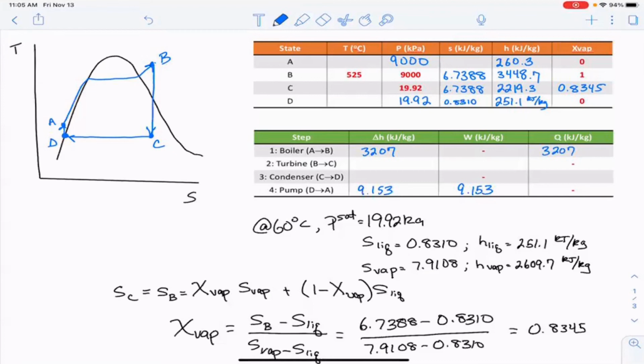And for the turbine, the work that comes out of the turbine, because it's adiabatic, is equal to delta H. And so the change in the enthalpy from B to C is just 2219.3 minus 3448.7. And so that's minus 1229 kilojoules per kilogram.